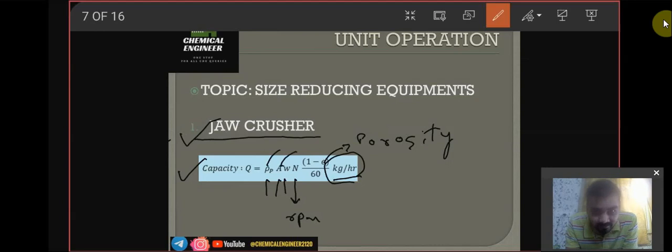Then the area of swing of a jaw. You should know how a jaw crusher works. There are two types of jaw crusher, that is Blake and Dodge. This is a Blake jaw crusher, and GATE always asks about the Blake jaw crusher. The area of swing you can find by multiplying, or it is directly given. Then this is the width of the jaw, and n is the rpm, or swings per minute. So remember this formula or note it down.